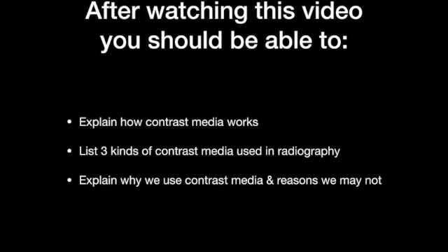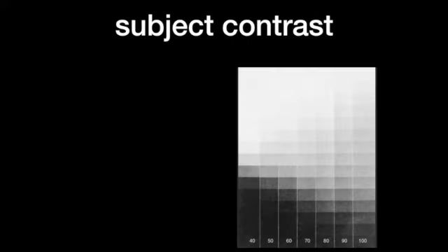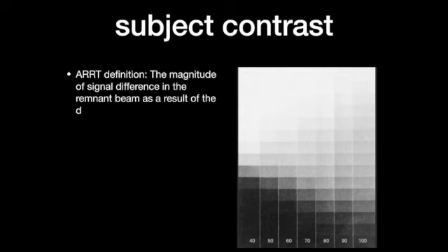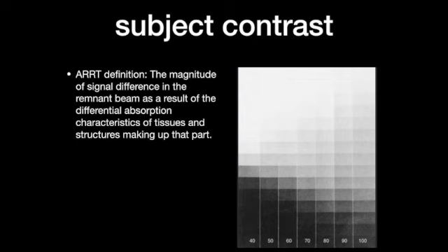The thing that matters most in X-ray is contrast. There are different kinds of contrast. There's image contrast, which we see on the screen, but for today's video, we're going to talk about subject contrast. The ARRT defines subject contrast as the magnitude of signal difference in the remnant beam as a result of the differential absorption characteristics of tissues and structures making up that part.